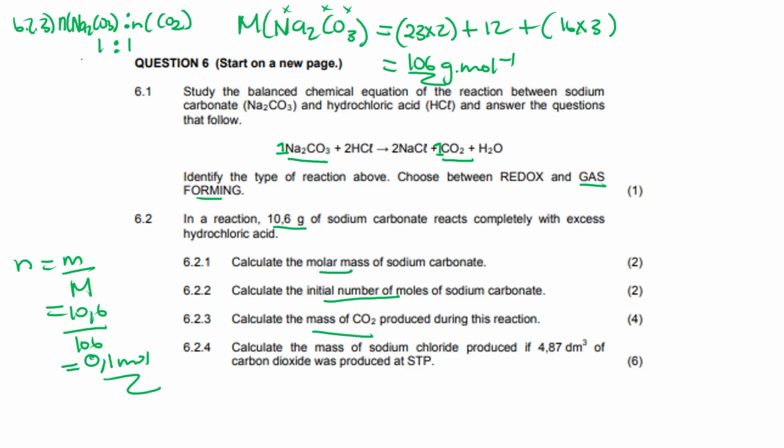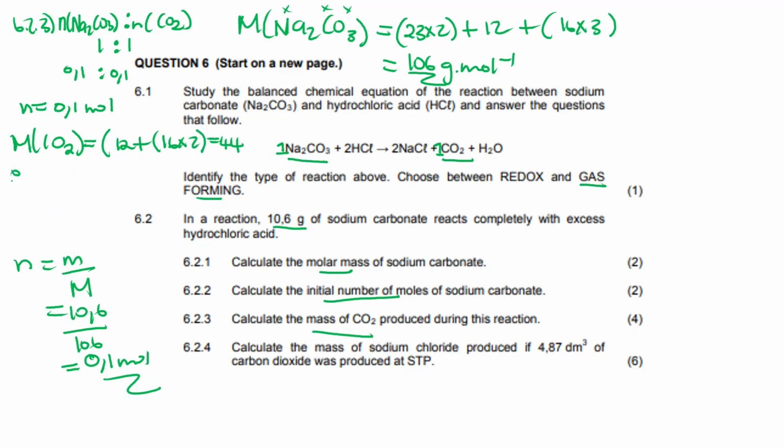So if we have just calculated the number of moles of sodium carbonate, which is 0.1, and it's 1 to 1, then that means the number of moles of carbon dioxide is also 0.1. Therefore you can just conclude that it's 0.1 moles. Now we can easily get the mass, because we can easily get the molecular mass of carbon dioxide: carbon is 12, plus oxygen was 16, and there's only 2 oxygens this time, so 16 times 2. That gives me 44.